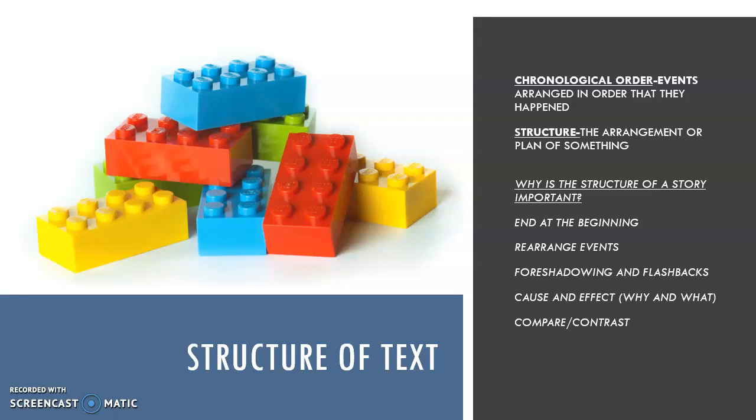There are other ways that you can look at structure. You can rearrange events, you can put the end at the beginning. That's especially for fictional pieces of text, or foreshadowing, which means you're giving a little preview of what's to come, and flashback, which is information that happens before the story takes place. But for a lot of informational text, you're going to see cause and effect, which is the why and what, as well as compare and contrast, which is looking at those similarities and differences. And with cause and effect, you're looking at why something happened and what happened.